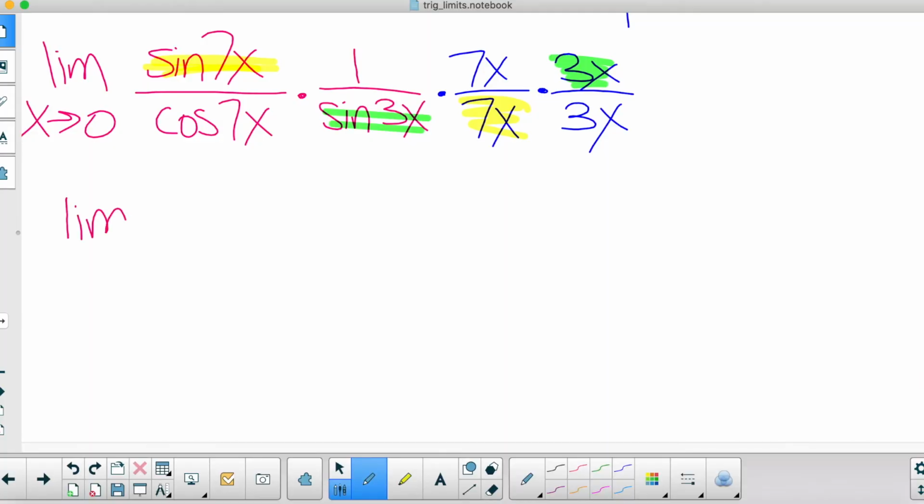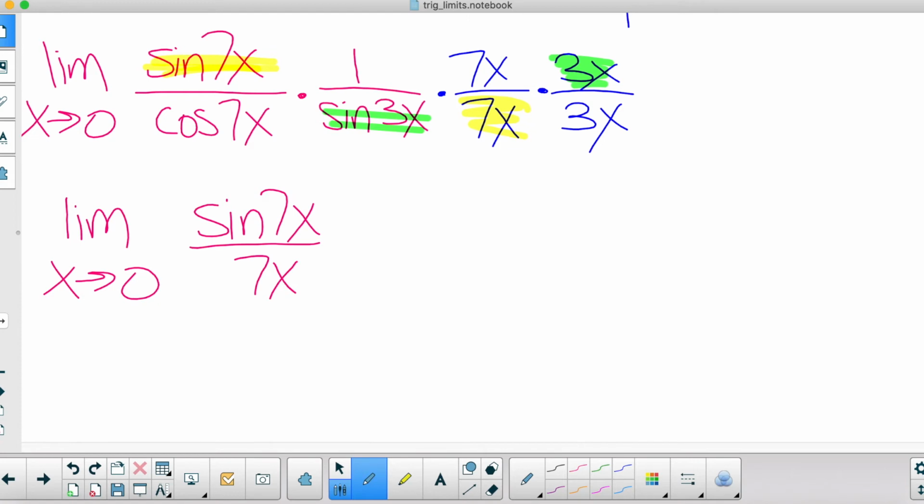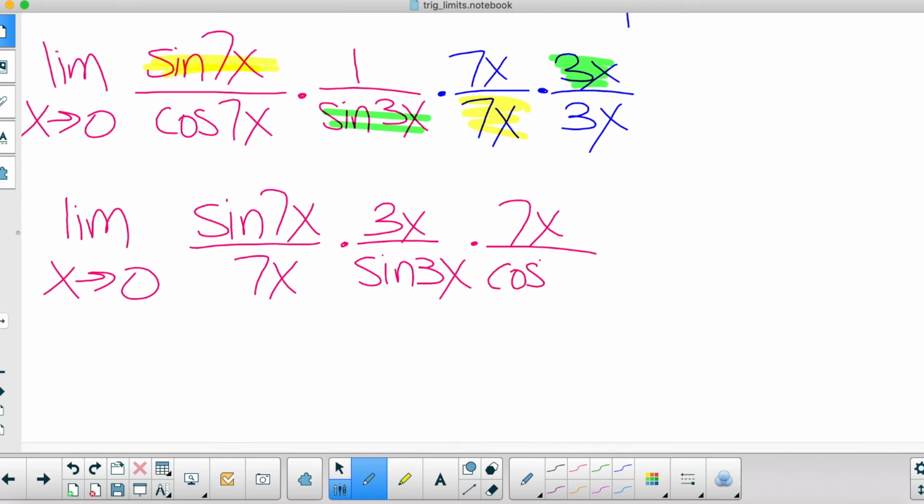We have the limit as x goes to 0. I'm going to rearrange the order that I write these so you can see where they're coming from. And then in the numerator, I'm left with 7x. And in the denominator, I'm left with cosine 7x and a 3x.